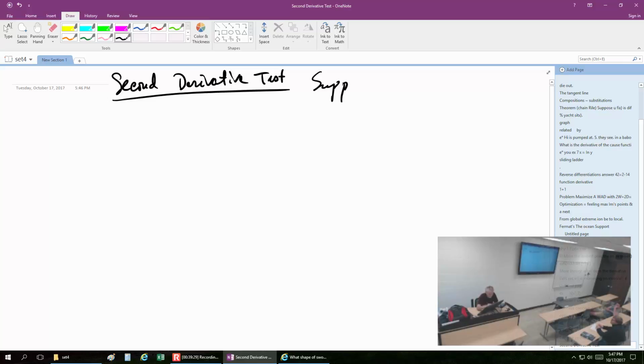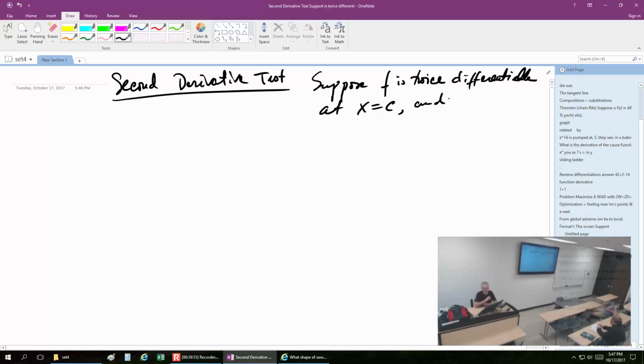So suppose f is twice differentiable at x equals c, at one point. You just need the differentiability at one single point. So f is twice differentiable, and the first derivative is equal to 0. So we have a critical point, and the tangent line is horizontal. The function is differentiable to begin with.